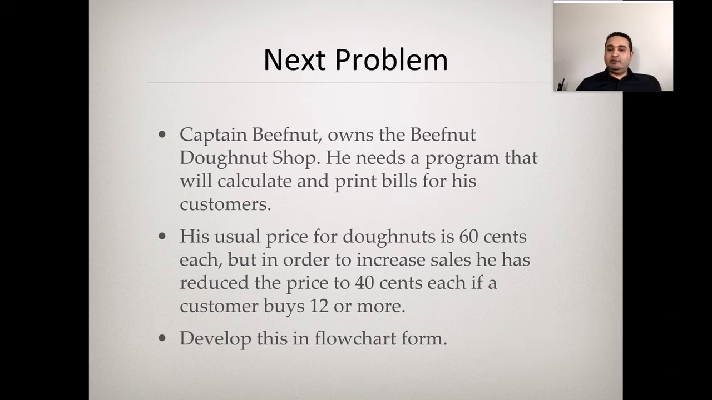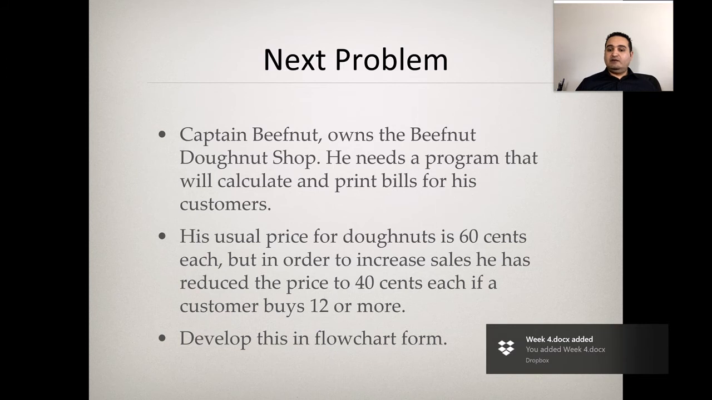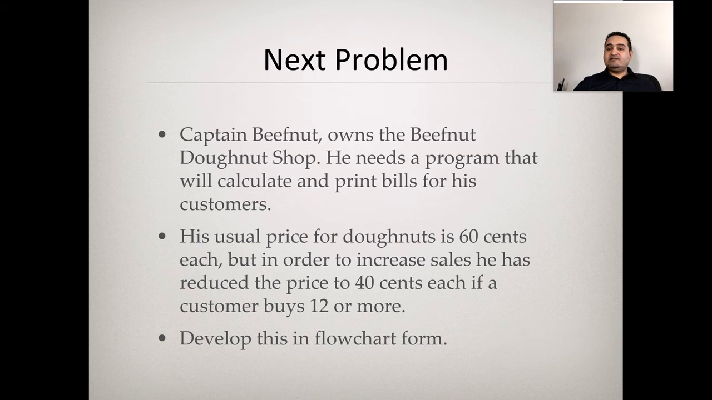So basically, if you buy 12 or more donuts, then you will get them for 40 cents. Less than 12, you will get them for 60 cents. So now he wants us to create an application for him, or a flowchart for him.